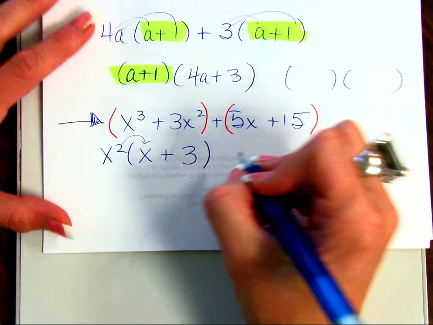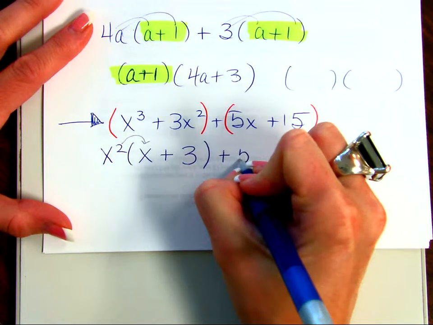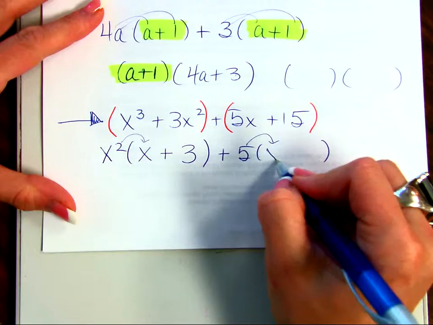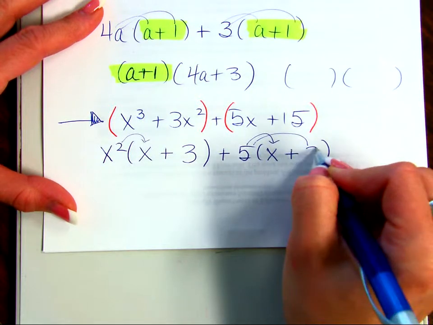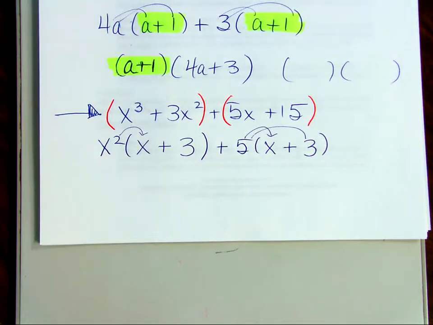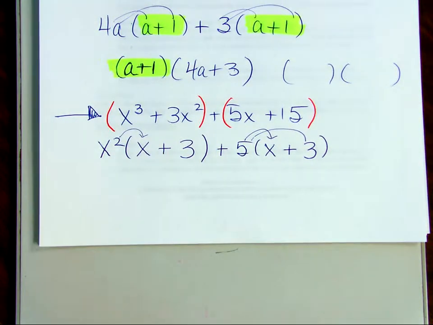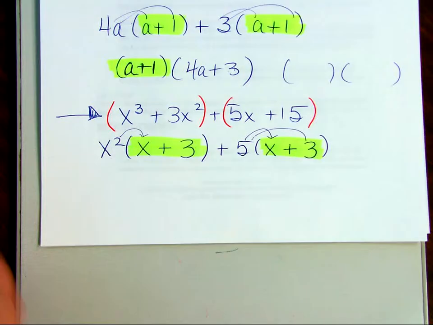Do you see why there's no x's here? Because there's a squared, and I already have it pulled out. Now, what can be pulled out of the 5x plus 15? A 5. So put that plus sign, pull the 5 out, and watch what happens. What's left here? X plus 3.